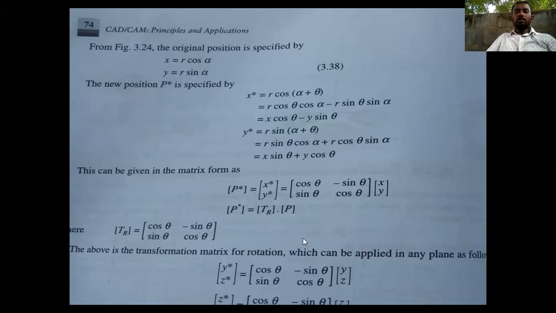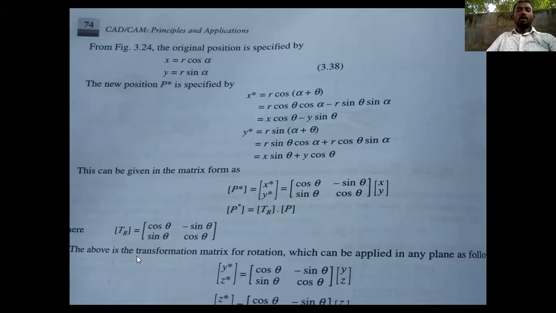TR is nothing but the transformation of reflection. T suffix R is the transformation of reflection into P1, the initial position. So P star equals TR into P1, where TR is the matrix with cos theta, minus sin theta, and so on. This is totally the transformation of reflection, so we write T suffix R.